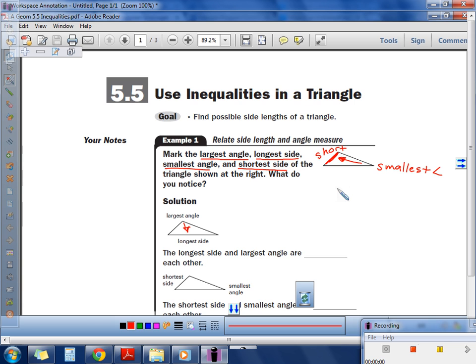Well, the other ones that are left over we call just the middle ones, or medium lengths. So here's my longest, there's my shortest. So I would call this one kind of my medium length ones. And that would be kind of my mid-sized angle. So please make sure you can put them in the correct order. That's what we're going to be working on today. It'll have them labeled and we'll put them in order from smallest to largest or something like that.